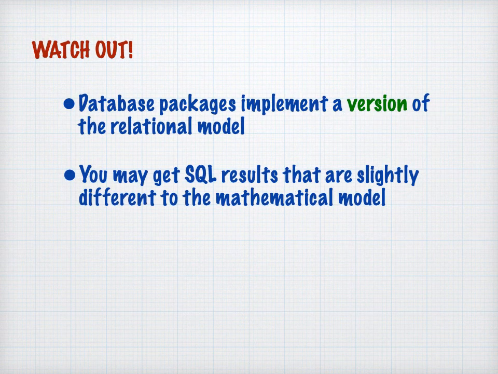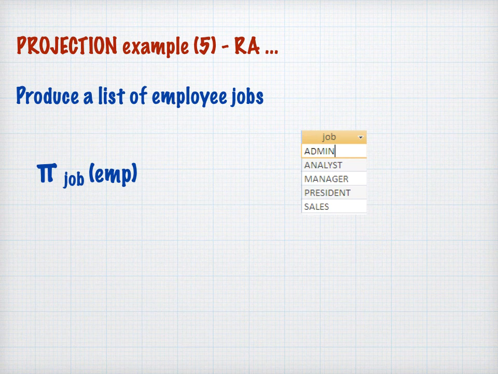Now, I have mentioned previously that relational databases are based on the relational model, and they do implement mostly the model, but you do get some variations. It is a version and there are slight differences. So here's a straightforward example. If we say produce a list of employee jobs, in other words, project job from emp, what that will do is that will give us the unique jobs.